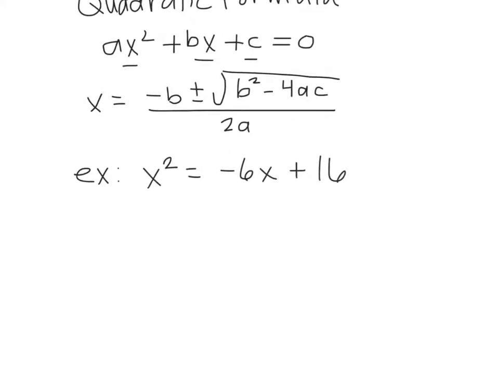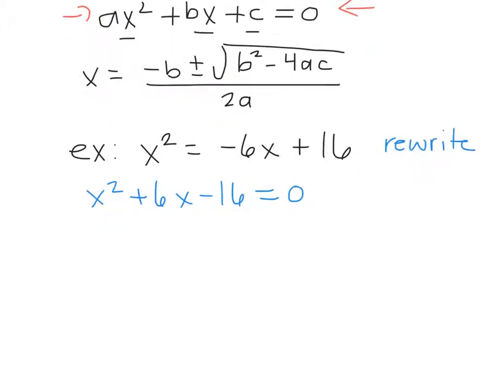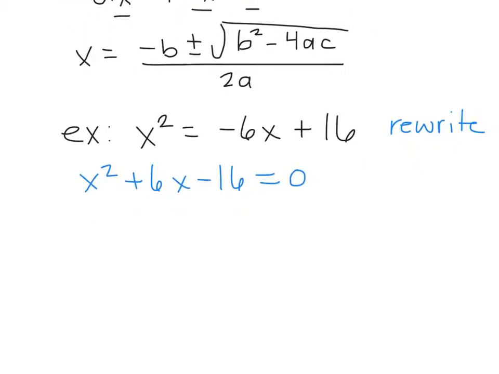All right, now remember, we really do have to have this form, which we don't. So our first step is going to be to rewrite this so that it is in that form, and we can pick out the right values for a, b, and c. So we've got to add 6x to both sides, subtract 16, and then that's going to leave us 0 on the right. So now we can use the formula. If it's helpful, you can write down what a and b and c are.